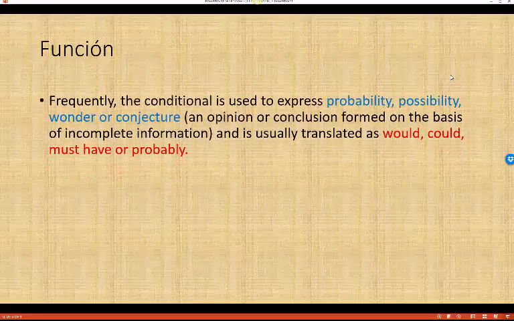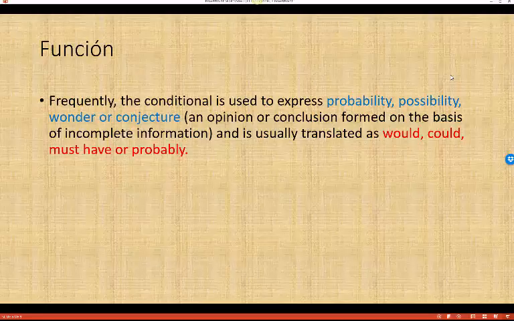Okay, so the main functions of the conditional. So usually, we use the conditional to talk about probability. Probability of something, the possibility that it could happen, or that it would happen, or that it must have happened, or that it probably will happen. Okay? So probability, possibility, when we wonder about things, or a conjecture, which is basically an opinion or a conclusion that you have. It has been based upon incomplete information.